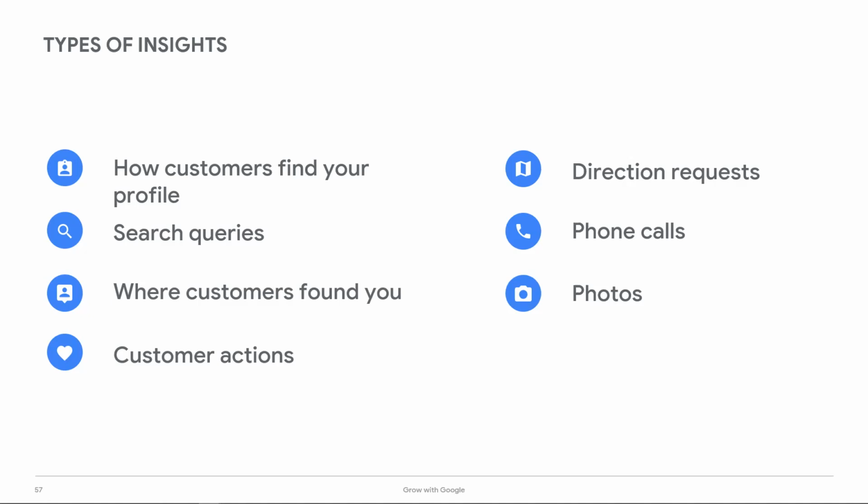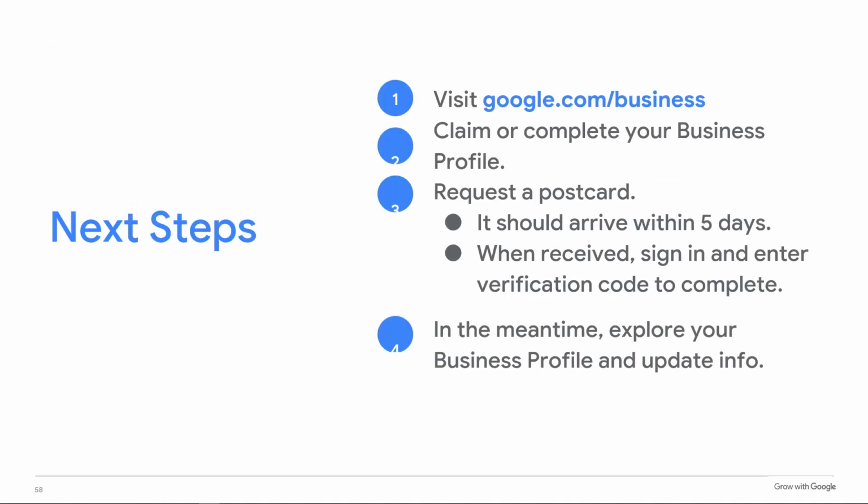Okay, your directions request. How many people requested how to get to your business? How many phone calls were made based off of the phone call button, and then how many photos were looked at. So those are the things that you can look at, and you can see what behaviors your customers are having.